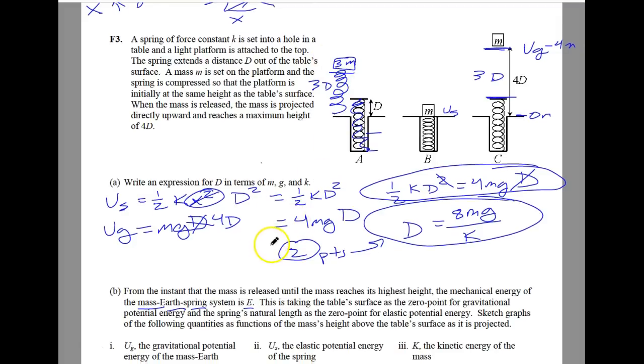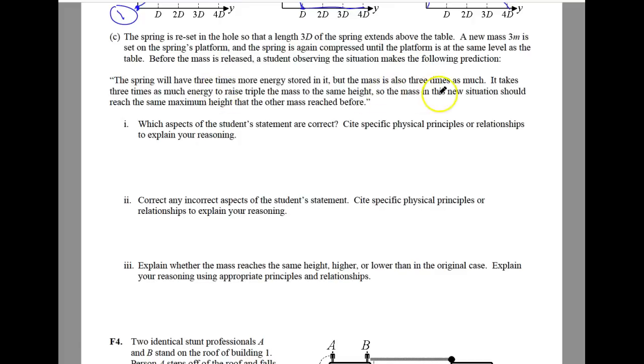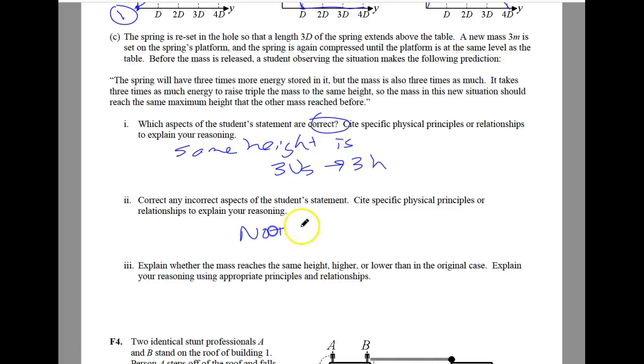So what the student says is that it takes 3 times as much energy to raise, so the new mass should reach the same maximum height as the other one did before. Okay, the student is correct in that the energy raises a triple mass to the same height. So here we just need to say same height is correct. Alrighty, and that's because triple the energy of the spring should make it go up to triple the height. Okay, the student is wrong, saying that if you triple the spring compression, that will triple the initial energy. So this is not correct.